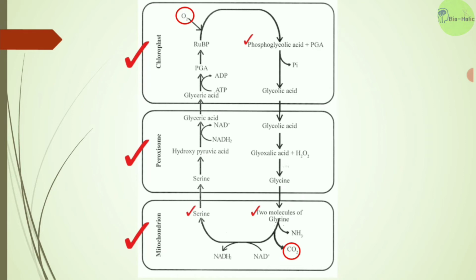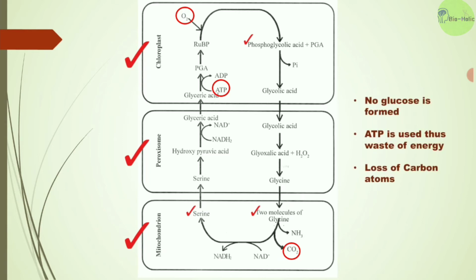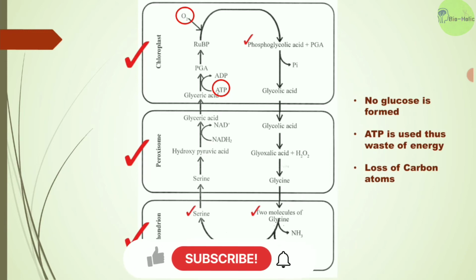Next, the serine enters the peroxisome and later is converted into glyceric acid, which then enters the chloroplast. Here the glyceric acid is converted into phosphoglyceric acid, but here again it is wasting another thing, that is the ATP. It is using one molecule of ATP, but there is no fruitful effect as it is regenerating the RuBP without producing any glucose or any carbohydrate molecule. So here we can see that no glucose is formed, moreover ATP is used, thus there is waste of energy and also there is loss of carbon atoms.